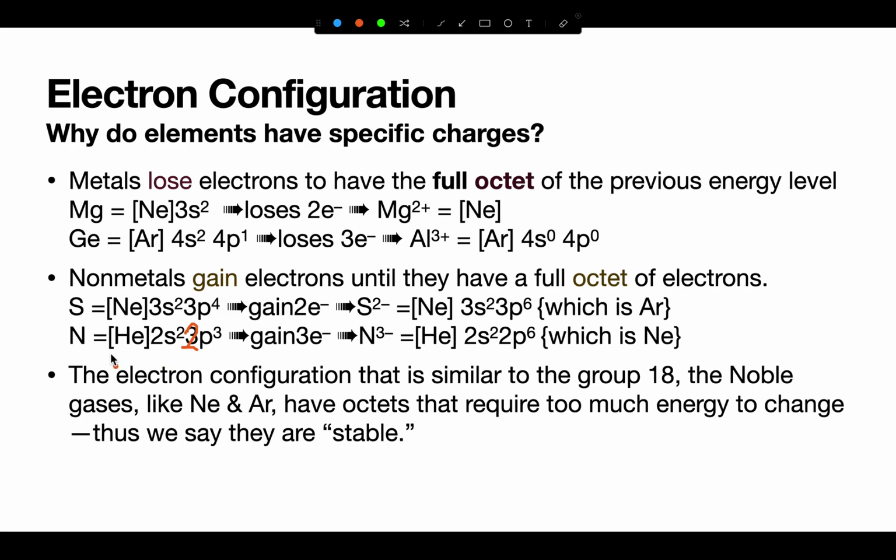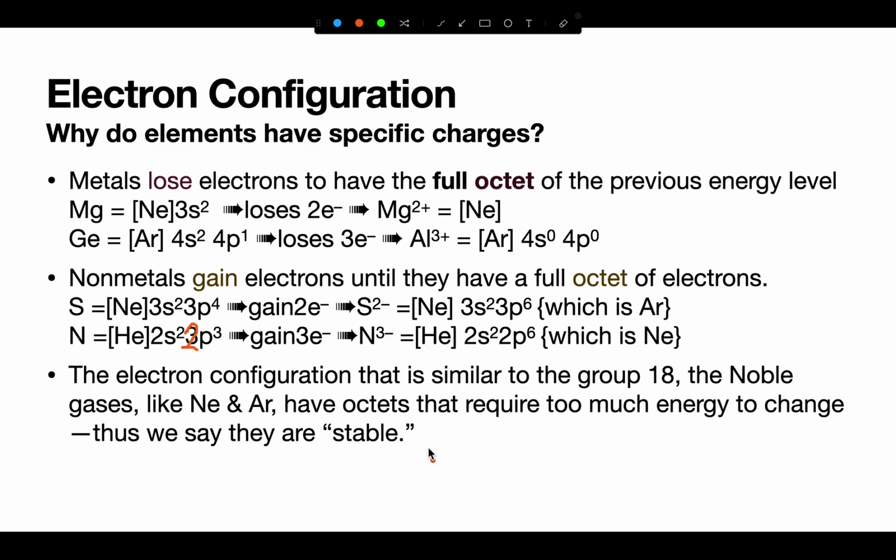So nitrogen will need to gain 3 to get to 6. And once it gets to 6, it'll have a 3 minus charge, and it will have a stable electron configuration similar to group 18, which is called the noble gas. So as soon as I fill the s's and the p's, I have created a stable octet, and then it stops reacting. The d orbitals, the transition metals, do not always follow this pattern.